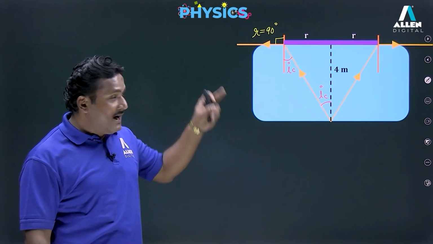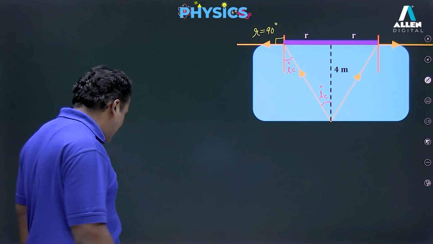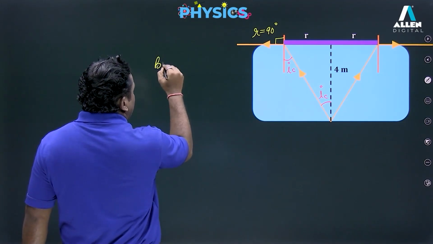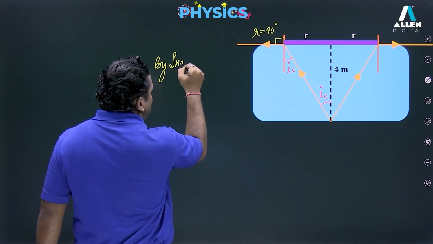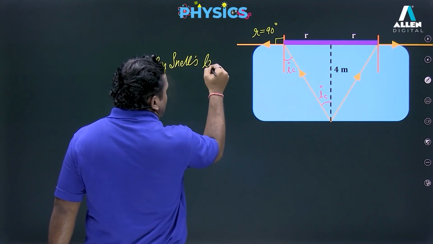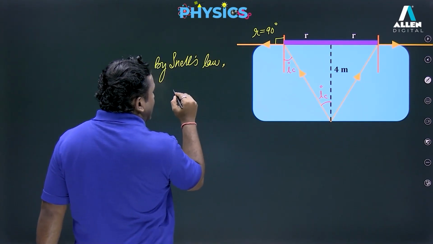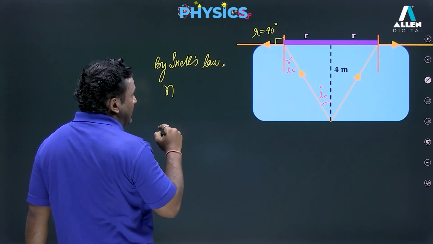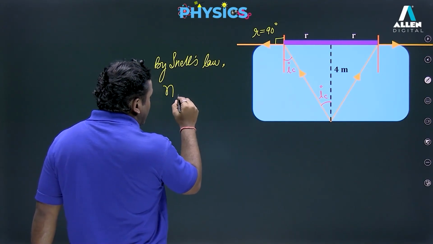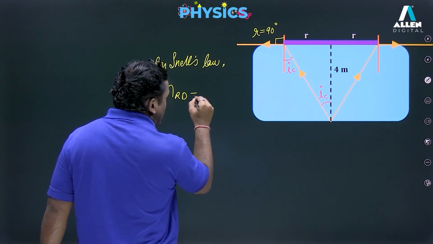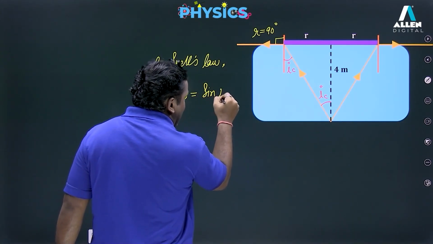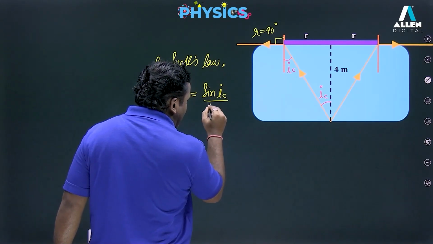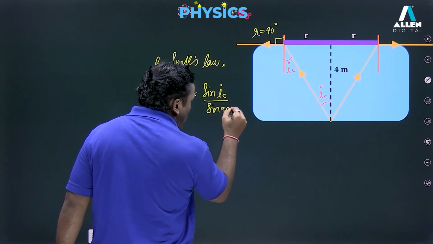Let us apply Snell's law. What should be the value of r they are asking now? By Snell's law, what we know is that the refractive index of rarer with respect to denser is equal to sine IC upon sine 90. Sine 90 is equal to 1, that we know.